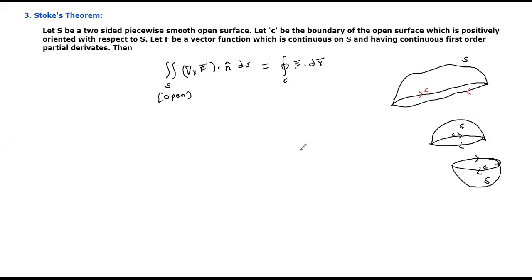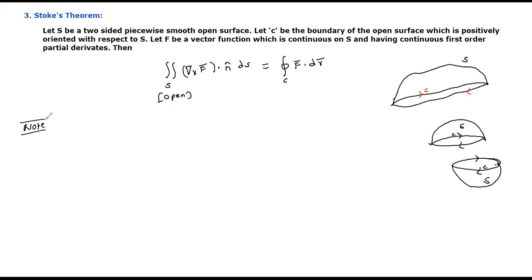Now, what are the special cases of this Stokes theorem? Assume that this surface can be anywhere. It can be in space, or it can lie on the xy plane, xz plane, or yz plane. What happens if the surface lies in the xy plane?